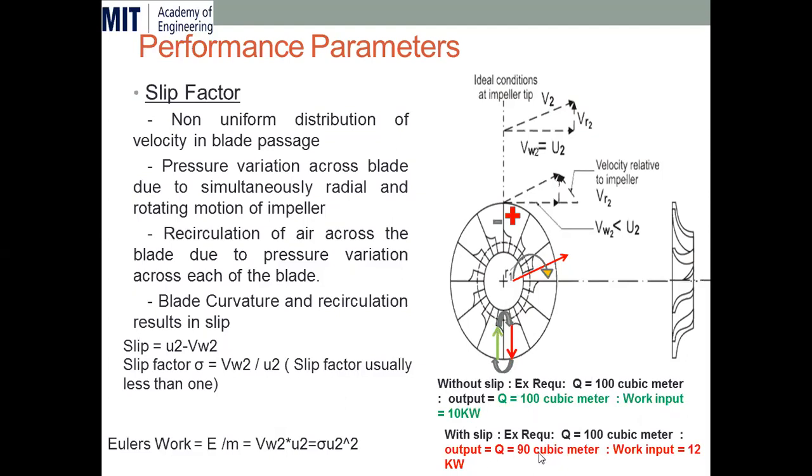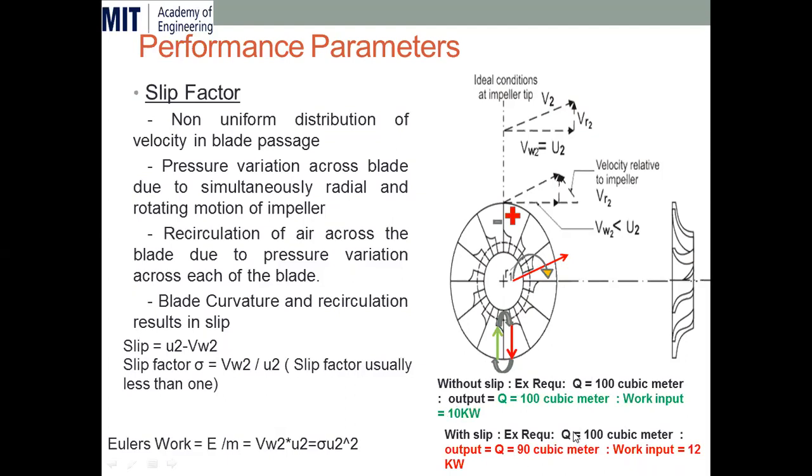So at the output side you will get only 90 cubic meter per second of air, but we are supplying the same initial work input of 10 kilowatt. To compensate for this extra 10 cubic meter of air, again we have to draw 10 cubic meter of air to compress it, which means again we need to supply extra work.